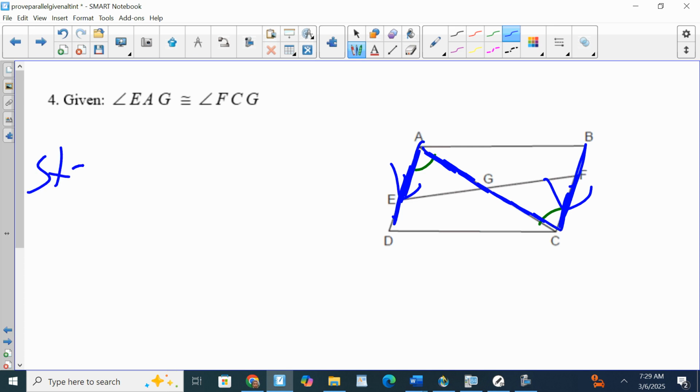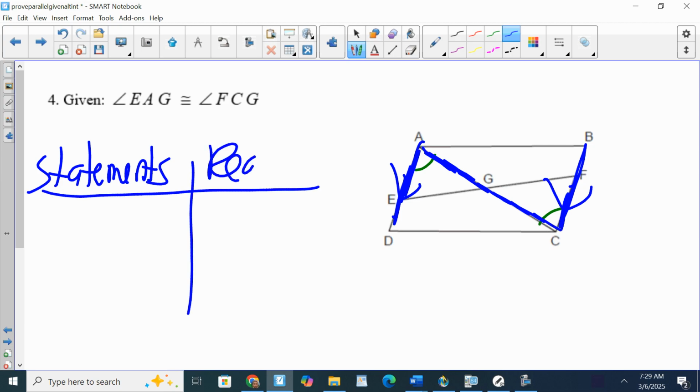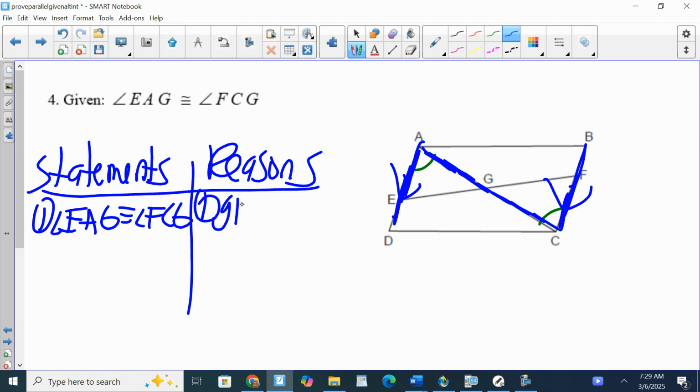So I'll write this one out. I'm not going to write them all out. In fact, I don't even know if I need to write this one out, but I will. Statements, reasons, angle EAG is congruent to angle FCG, given. Since I'm given alternate interior angles, I conclude that my lines are parallel.